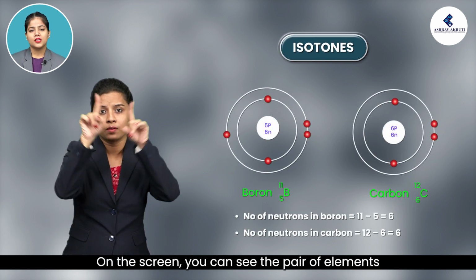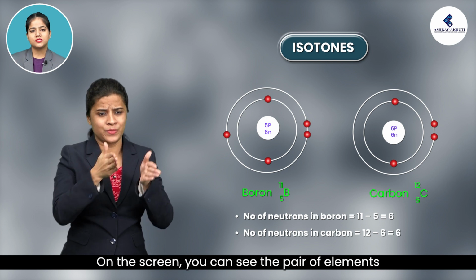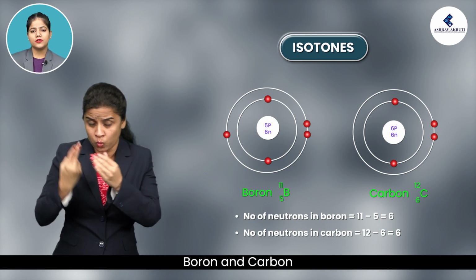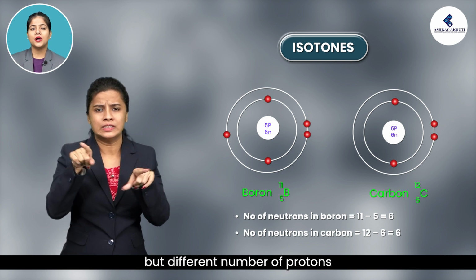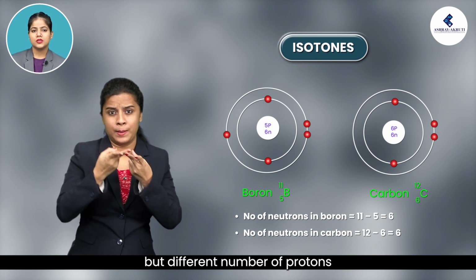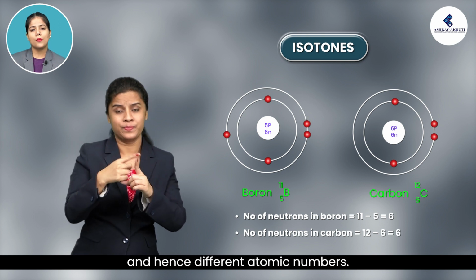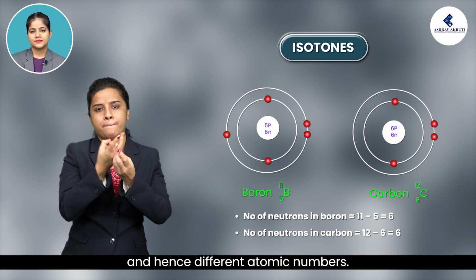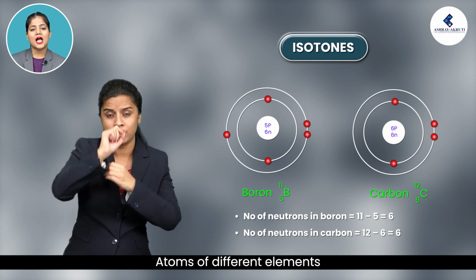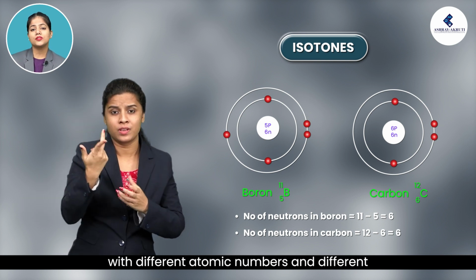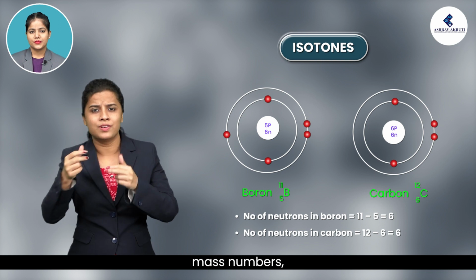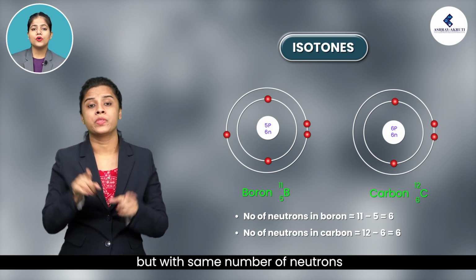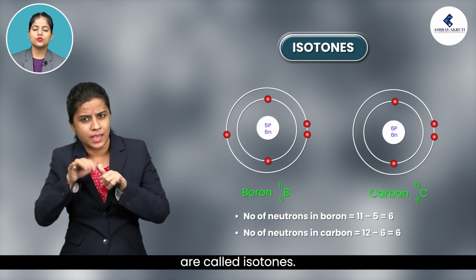On the screen, you can see the pair of elements boron and carbon which have the same number of neutrons but different number of protons and hence different atomic numbers. Atoms of different elements with different atomic numbers and different mass numbers but with same number of neutrons are called isotones.